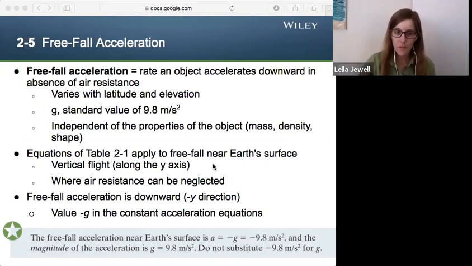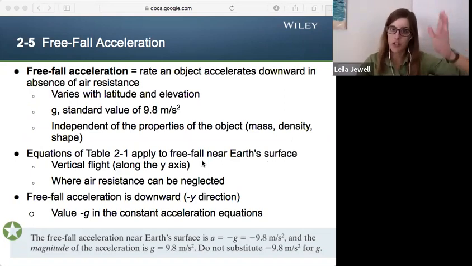The equations will apply to free fall near Earth's surface. So we're going to look at vertical flight here along the y-axis. So again, a single direction. Even if it's not horizontal, it's still a single direction. And where air resistance can be neglected. As long as you're reasonably close to Earth's surface, you can neglect air resistance. It does have some impact, but it complicates all the calculations. So for now, we're keeping it simple. You can go on and study this in more depth, but air resistance is a key detail here.